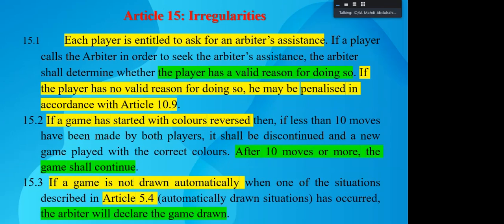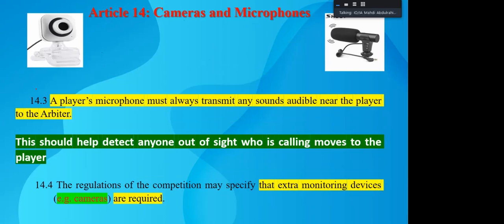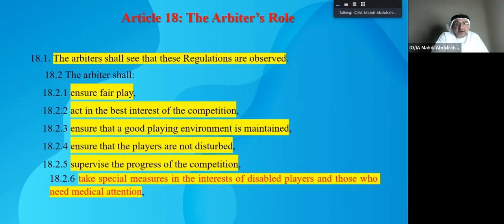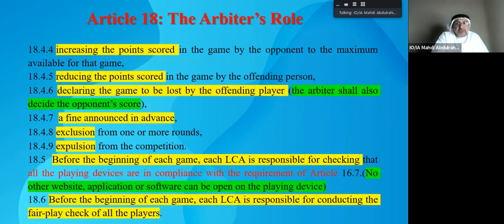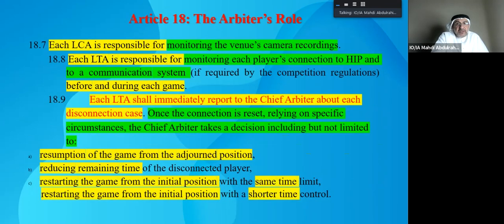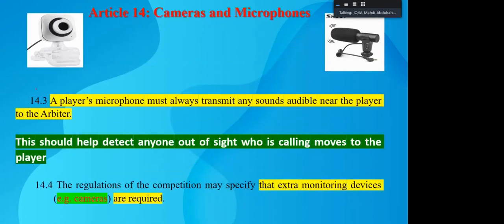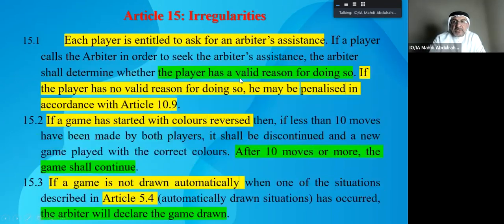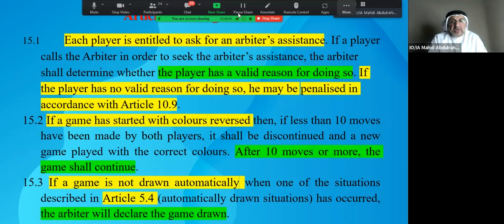Are we taking a break? I can stop, I finished already. These are all repeating rules, and the arbiter rules are also repeating, but I can stop from here and give a chance for any questions, then we'll be ready for tomorrow.